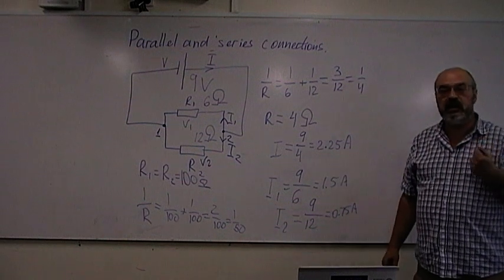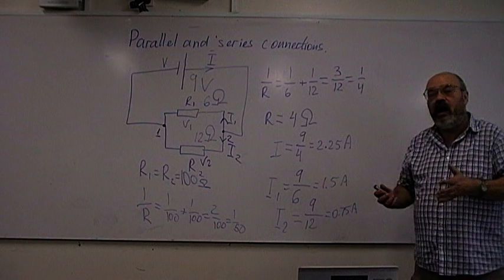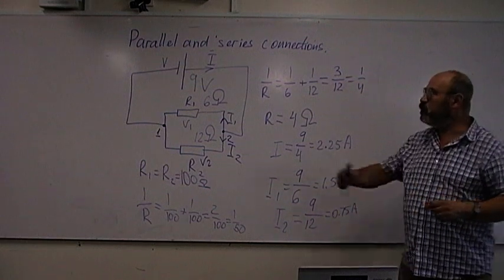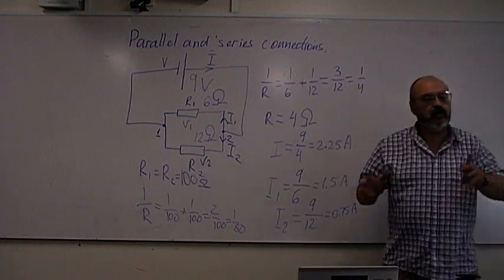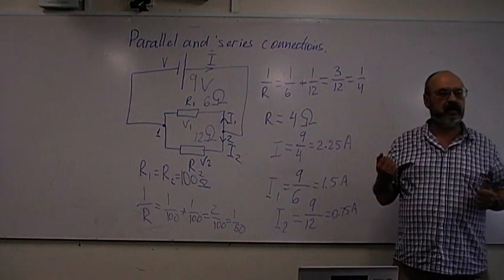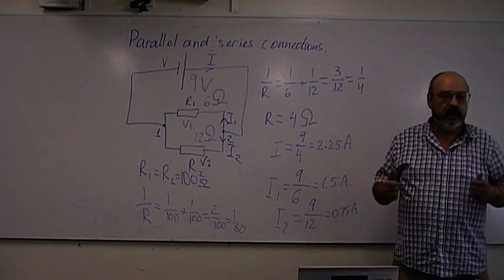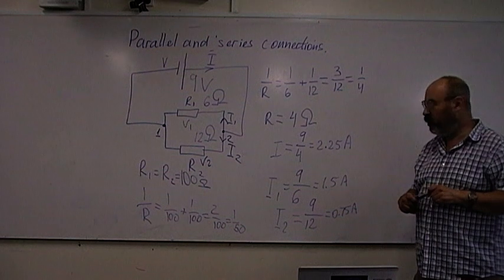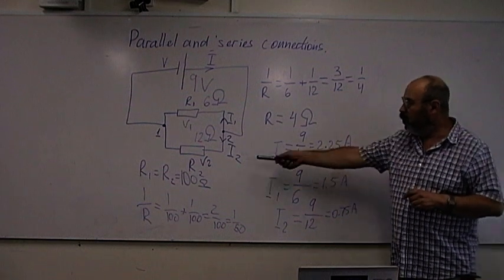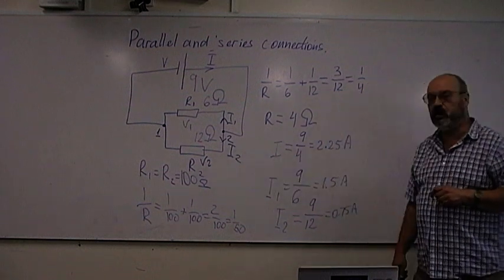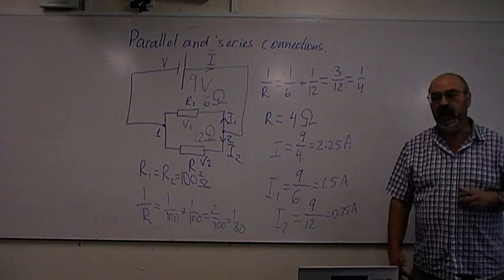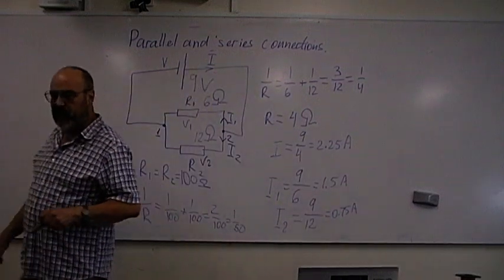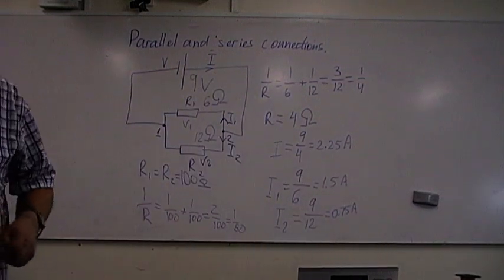So when resistors are not the same, the current splits unevenly. There is more current through the smaller resistance. The smaller the resistance, the bigger the current. Through 6 ohms we have 1.5 amps, through 12 ohms we have 0.75. That's pretty much all the theory of series and parallel connection. Now we will do some practice with it.